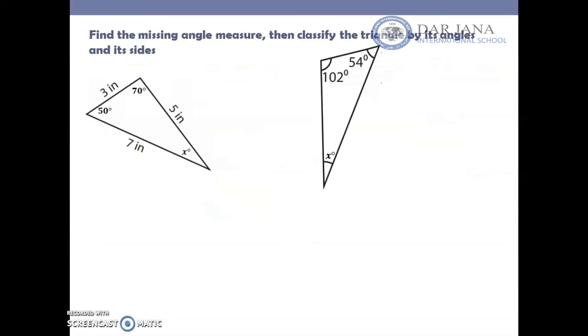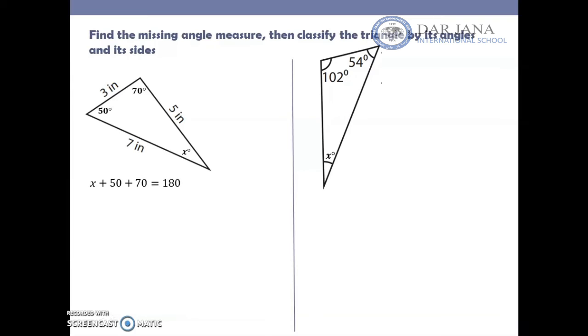What we have to do in this lesson is find the missing angle inside the triangle and then classify the triangle by sides and by angles. First, to find the missing angle inside the triangle, I told you we have 2 ways. Either we use the equation, I'm going to use the equation in one part and I'm going to do it directly in the other part. To find the missing angle, I'm going to write the equation.